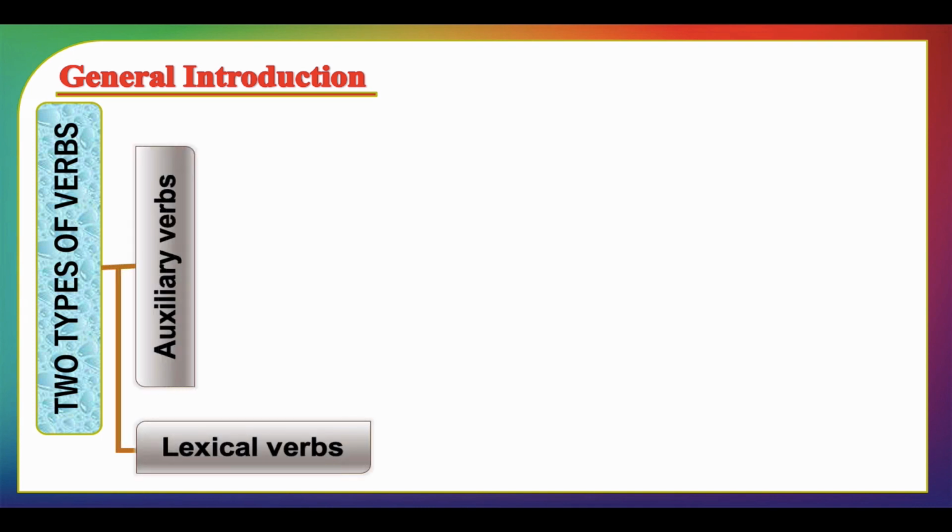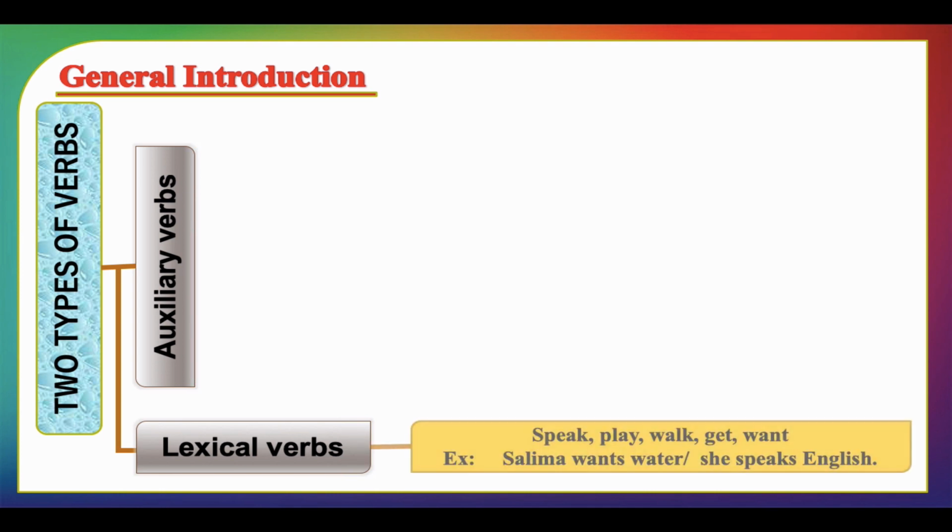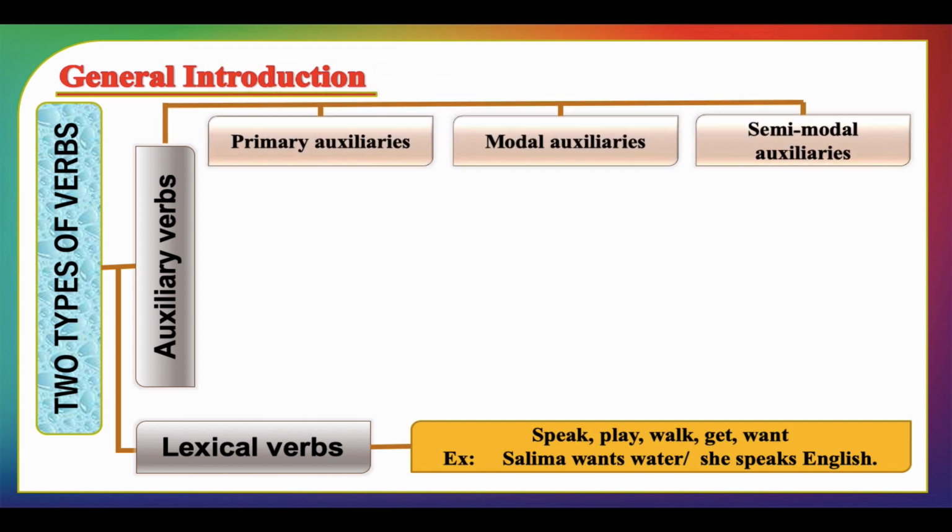Here, let's take general introduction. In general, verbs can be divided into two types. First one is lexical verbs, and the second, auxiliary verbs. Lexical verbs can be such as speaking, play, walk, get, want. For example, Selma wants water. She speaks English. But auxiliary verbs, we have three types: primary auxiliaries, modal auxiliaries, semi-auxiliaries.